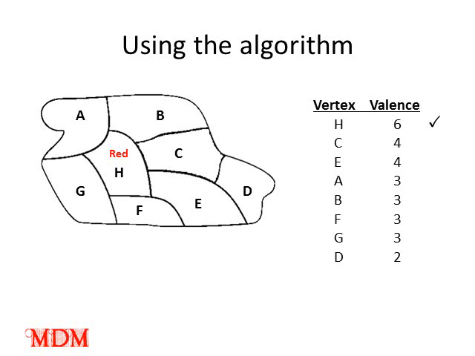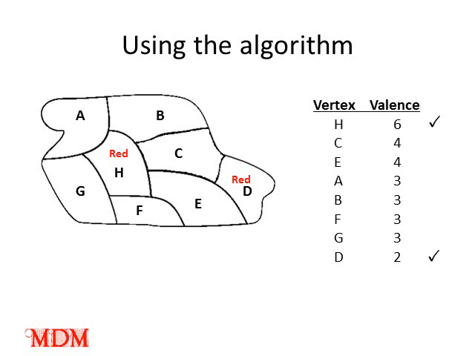Now I move down my list in order because I want to be sure to color every region possible the same color as I colored region H. So the next one is C. Notice that region C borders on H, so I can't color it red. Moving down, E. E also borders on H, so it can't be red. I check A, B, F, and G, and all of those regions border on H. None of them can be colored red. Now when I get to the bottom of my list, D is a region that doesn't border H, so it can have the same color. Now I have two of my regions checked off.